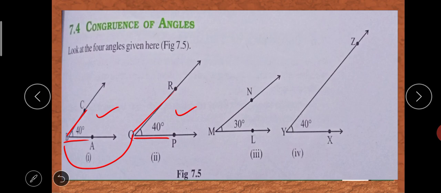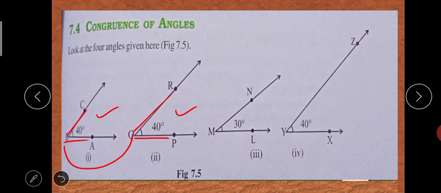That's why here we find that ABC and PQR are congruent. Now in the second figure, see here LMN and XYZ. LMN is showing 30 degrees and XYZ is showing 40 degrees. Are they congruent? No. Because their lengths are different. Sorry, their angles are different. 30 degrees and 40 degrees. So we cannot trace them on one another.